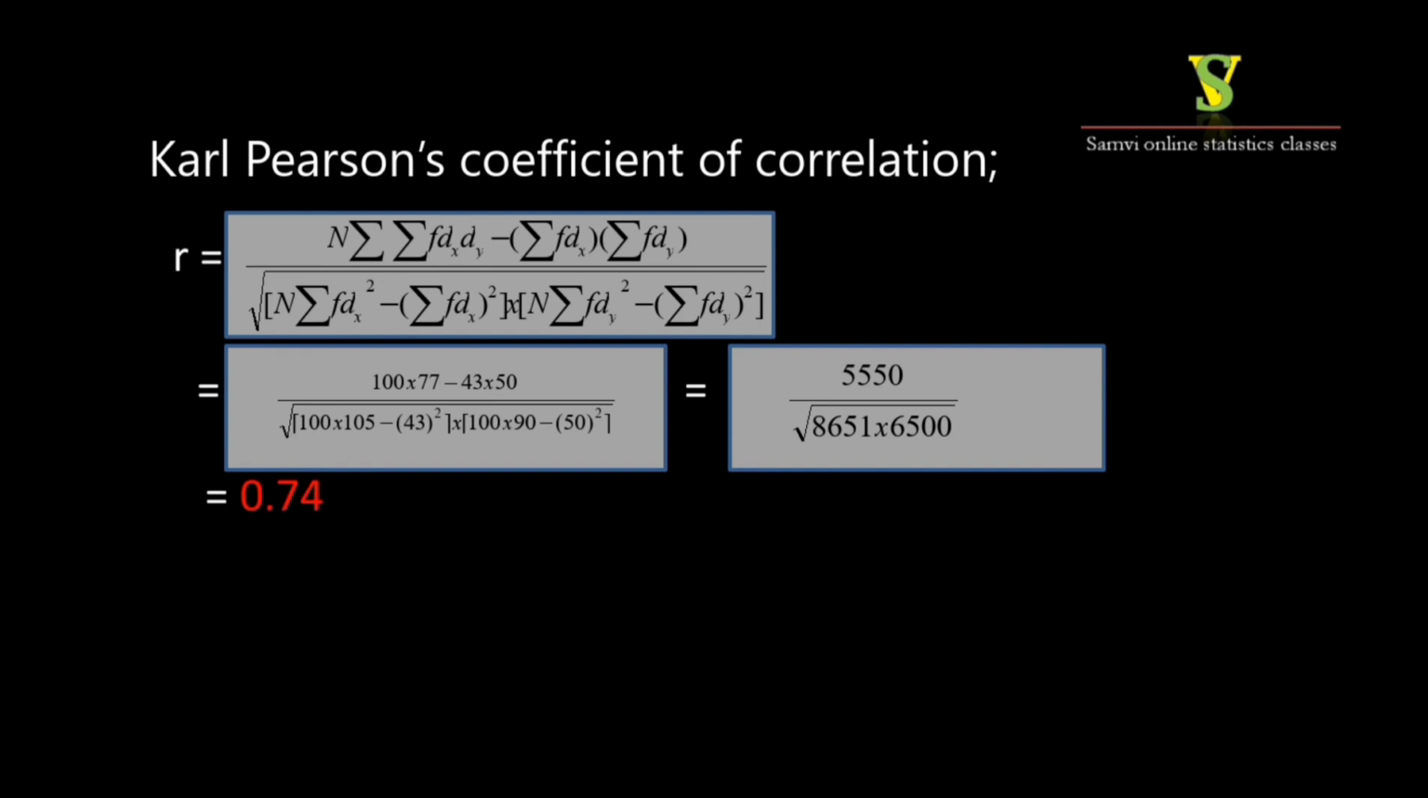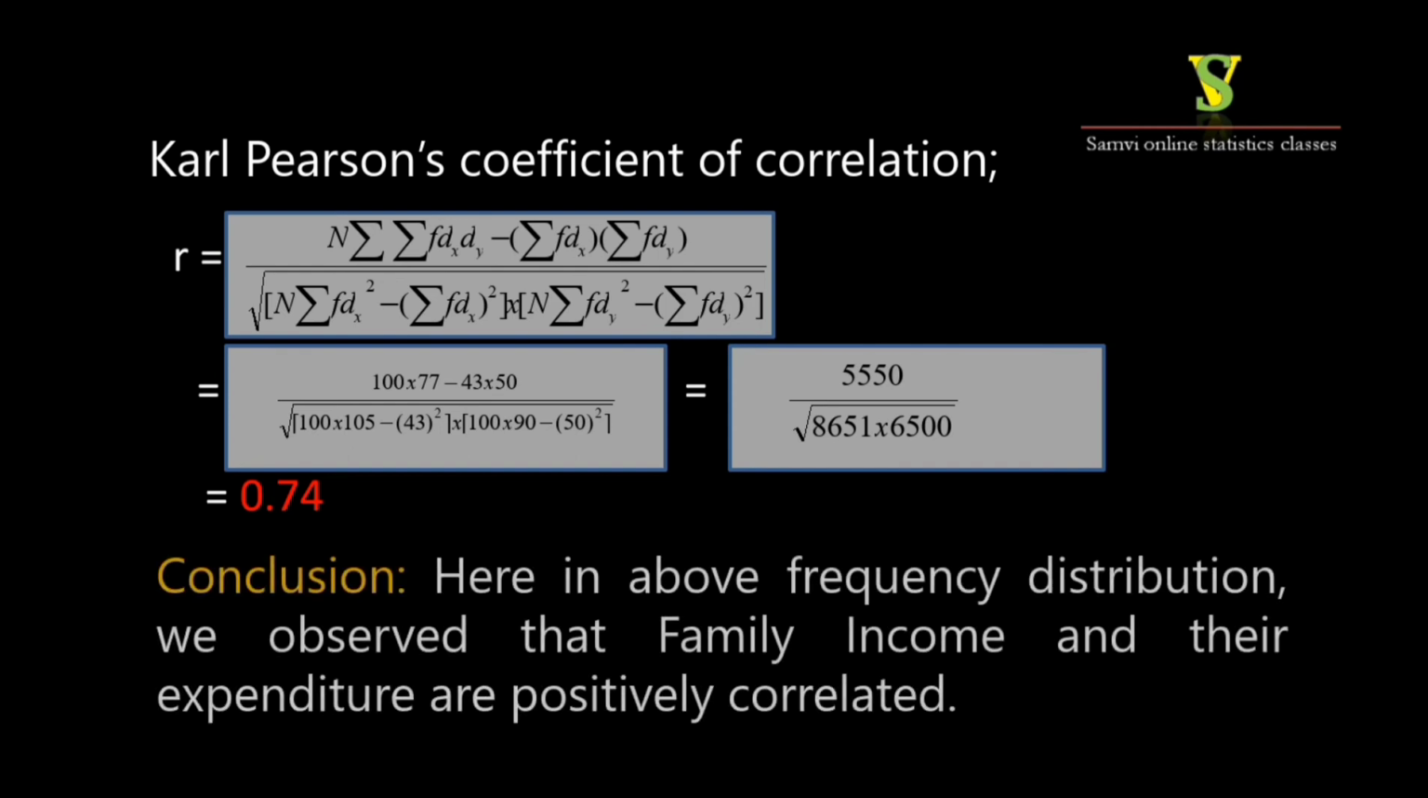So now we have to write the conclusion. So what is the conclusion we have to write? Here in the above frequency distribution, we observed that family income and their expenditure are positively correlated. Understood?